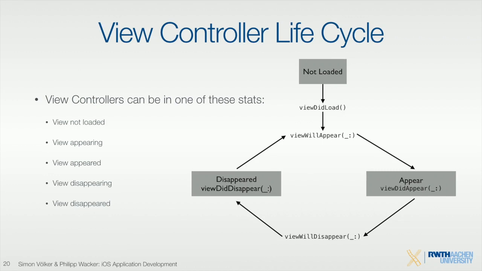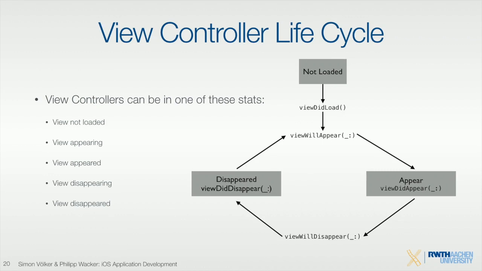Then the view will appear is immediately called before your view actually appears on the screen. And that is something where you can then get the information from the database or get the current location of the user that you then want to show on your map on the screen or whatever. So get the up-to-date information that you want to show to the user once it's being seen.